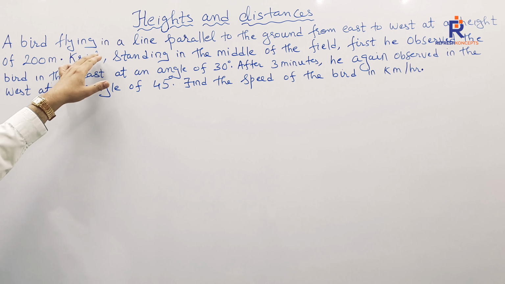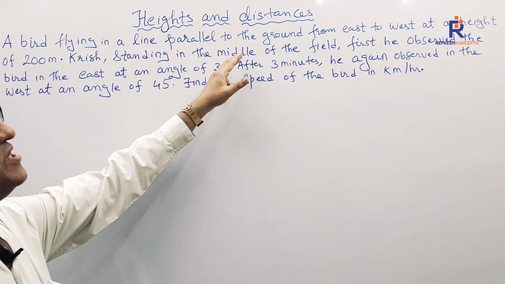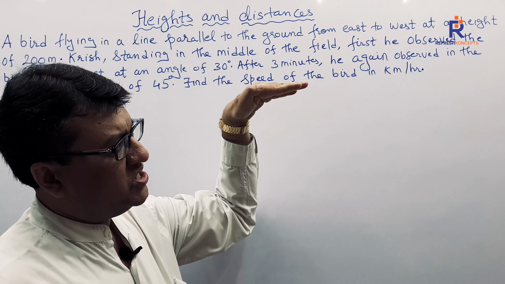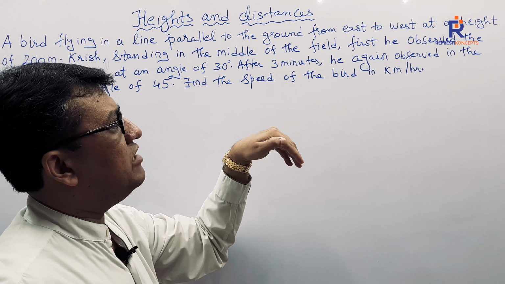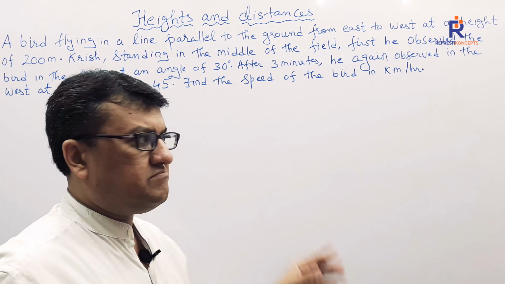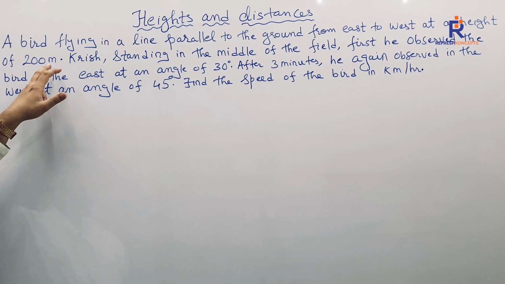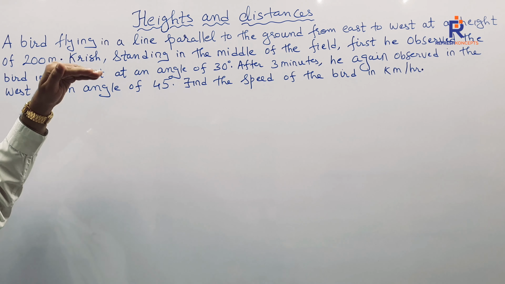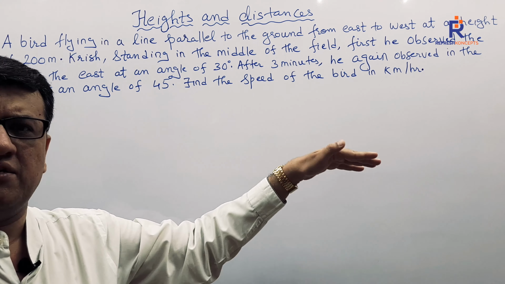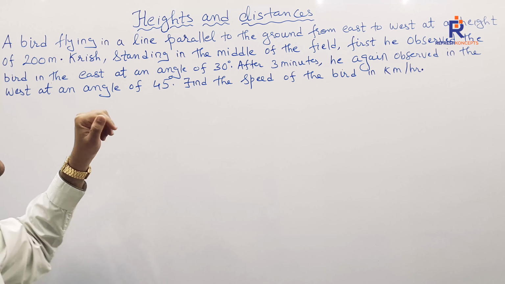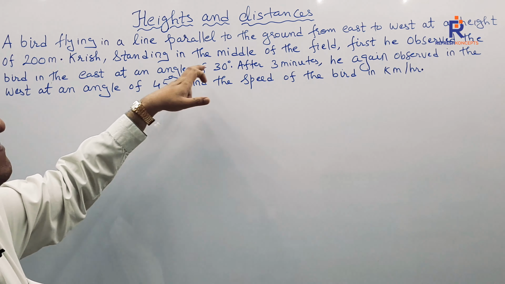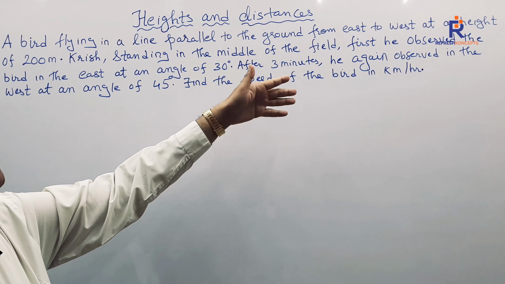A bird flying in a line parallel to the ground. There is a bird which is flying in a line parallel to the ground from east direction to west direction, at a height of 200 meter. This is what I can summarize: a bird at a height of 200 meter flying from east to west parallel to the ground. Krish is standing in the middle of the field. A boy standing in the middle of the field.